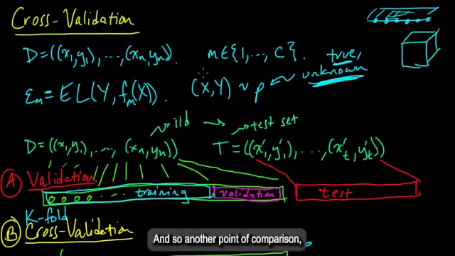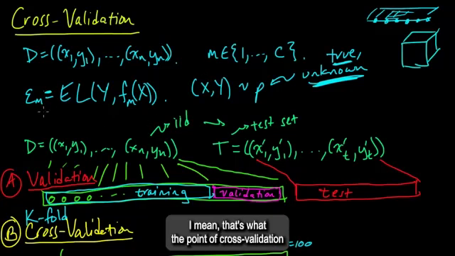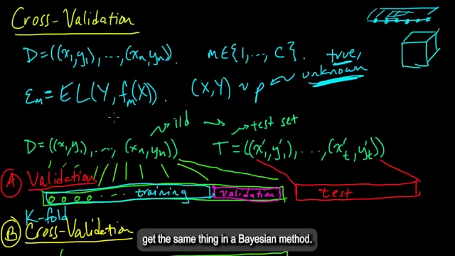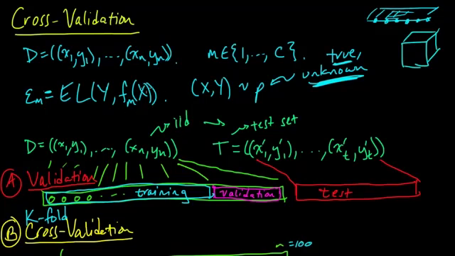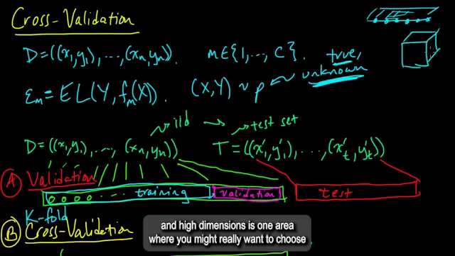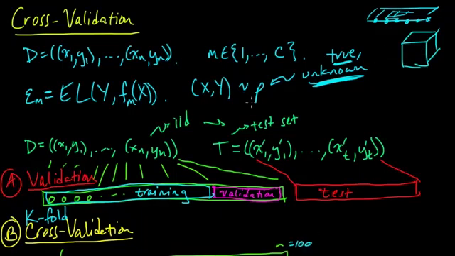And another point of comparison, both methods give you estimates of your error. I mean, that's the point of cross-validation, to estimate the error. And you also get the same thing in a Bayesian method. But I think continuous parameters in high dimensions is one area where you might really want to choose a Bayesian method over cross-validation. Okay, see you later.